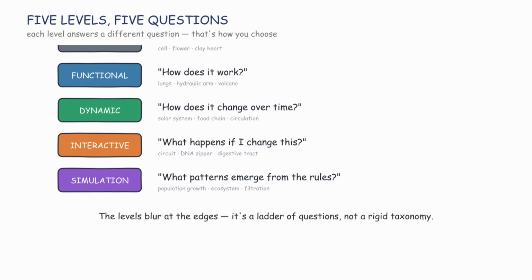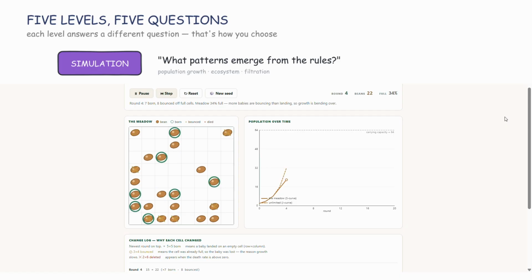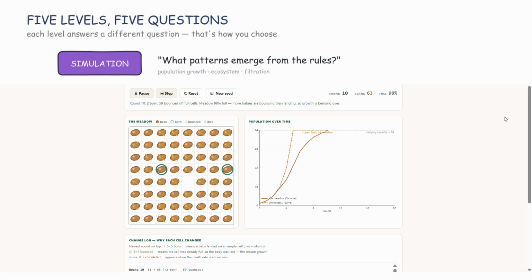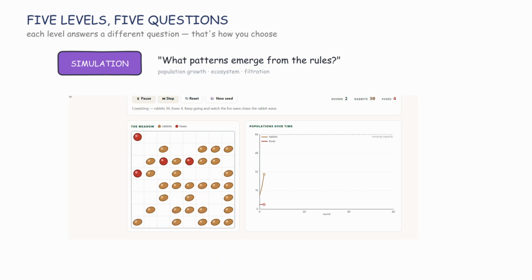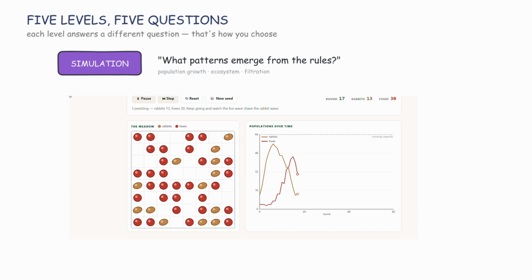And then level 5, simulation, the highest level. What patterns emerge from the rules? Population growth, an ecosystem finding balance, water filtering through layers. You set simple rules going, and a pattern appears that nobody drew by hand. This is where models start to surprise you.